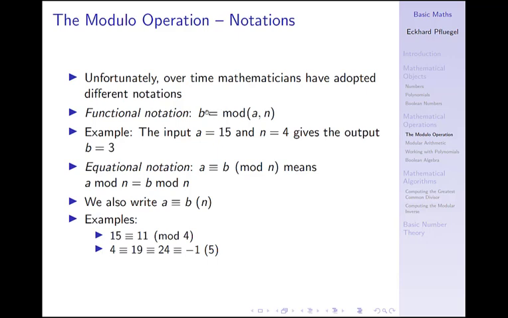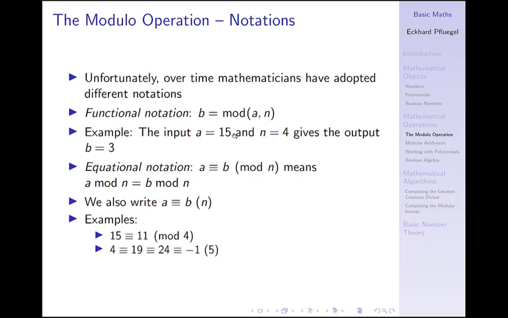So, for example, a mod n, where a is 15 and n is 4, so 15 mod 4, you would write mod(15, 4), and here the output is obviously 3. 15 mod 4 is 3, because 15 divided by 4 is 3, which is 12. Take the difference between 15 and 12, which is 3.